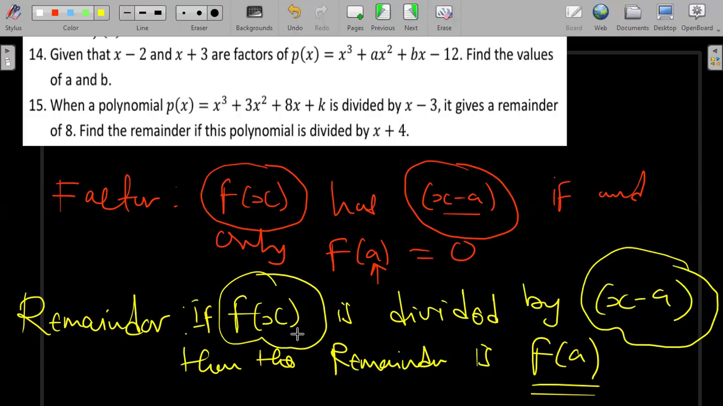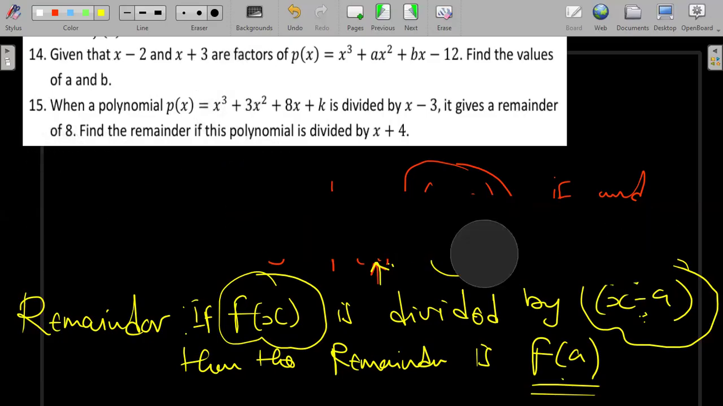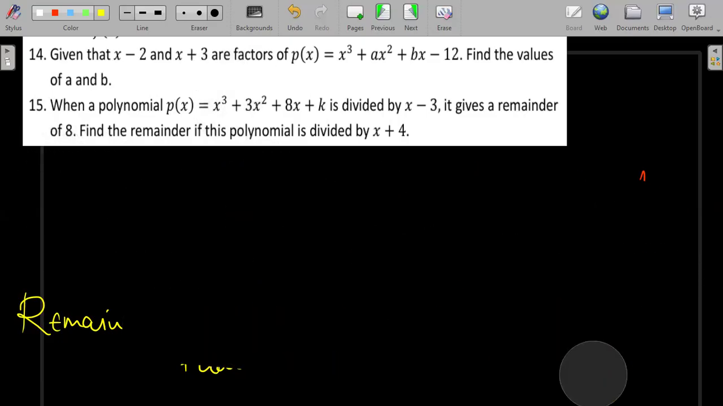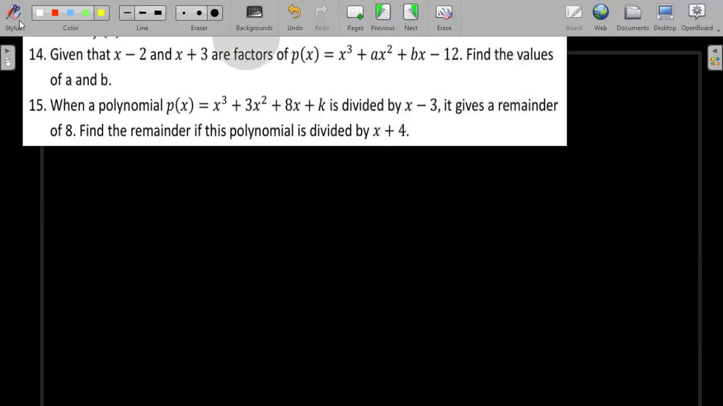If this polynomial has a remainder when divided by this, then it means this is not a factor. No wonder we are not equating this to 0 like we did here. But if this is a factor, then when you substitute that a there, it's going to give you 0. So these are the two theorems that we are going to work with. Now let's look at the questions that we have here.